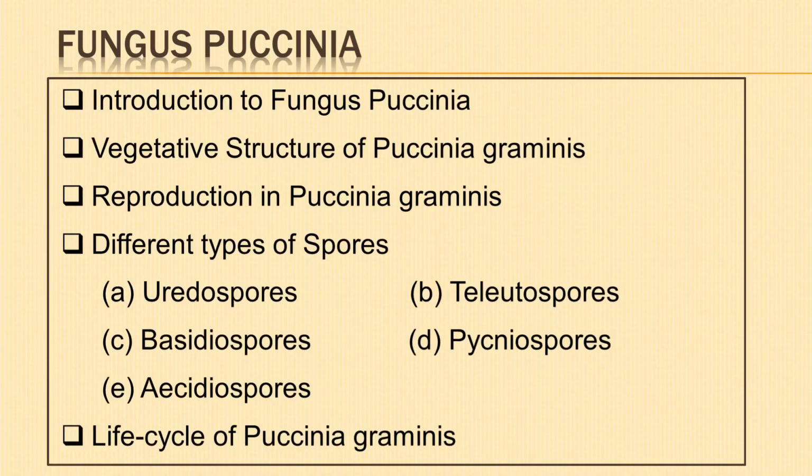Hello, in today's video, we shall learn in detail about fungus Puccinia graminis. By the end of this video, you'll have a clear understanding about the different types of spores, namely uredospores, teliospores, basidiospores, pycnospores, aeciospores, and the life cycle of Puccinia graminis, which revolves around the wheat plant and the barberry plant.